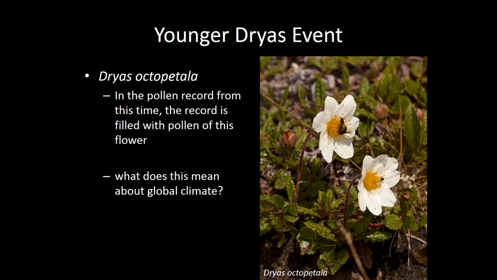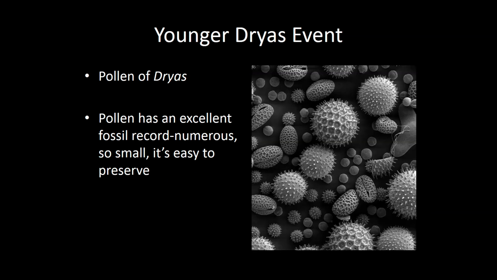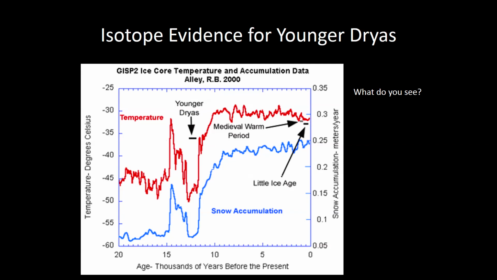What does that mean about global climate? Hopefully you're thinking that means that it was pretty darn cold outside. All right, great. So we know it must have been pretty cold because this flower cannot survive in warm climates. And again, this is what the pollen record of Dryas looks like. These things are tiny and they're numerous, which means they can stay for quite some time. They're pretty easy to find in the fossil record.